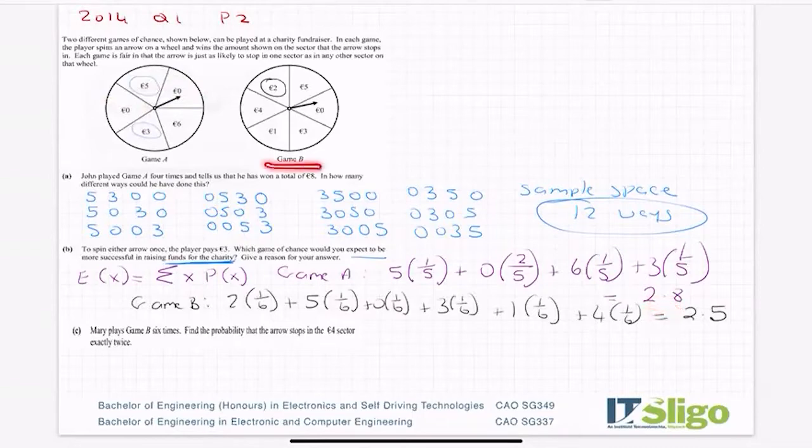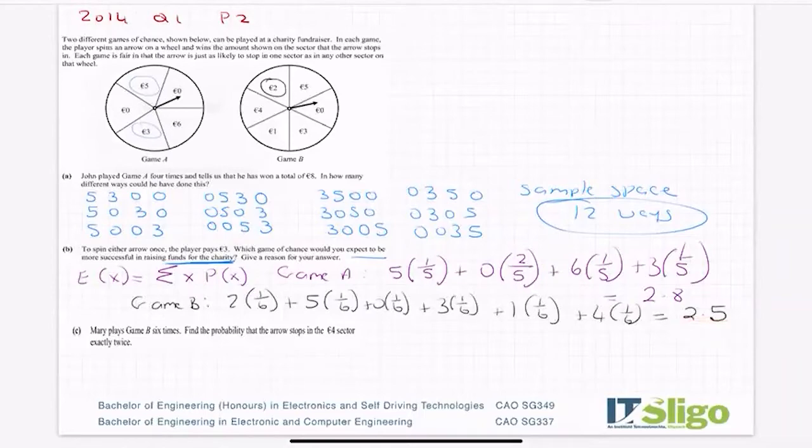Okay, and the same with game B. Over a long length of time, on average, that wheel would pay out €2.50. Okay, because it's mixed between the small numbers, the 0, 1, 2, and 3, and of course the 4 and the 5. Okay, so which one is better from the charity point of view? Well, from the charity point of view, it is game B, because it pays out less.